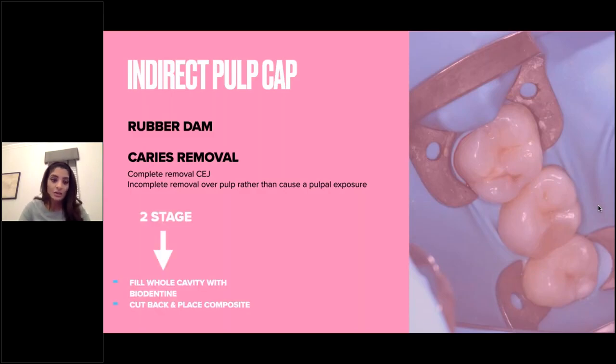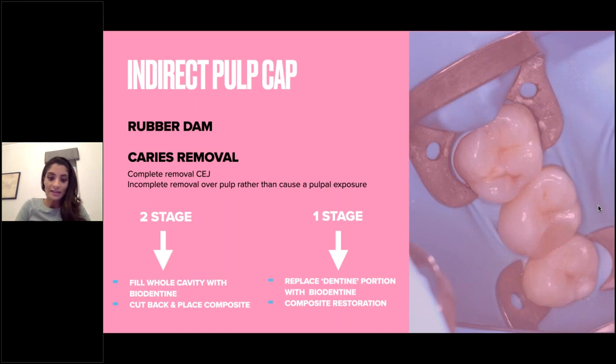Now we can use Biodentine in two ways. The first is the two-step procedure, and this is where we fill the whole cavity with Biodentine. Then after about 2 weeks or so, you can leave it a little bit longer, at a separate visit you cut back the Biodentine and place a composite restoration or a permanent restoration. The second way we can place it is in one stage. This is where we replace the dentine portion of the tooth with Biodentine, and then we put a composite restoration on straight away. And this is really what I've started doing more recently.